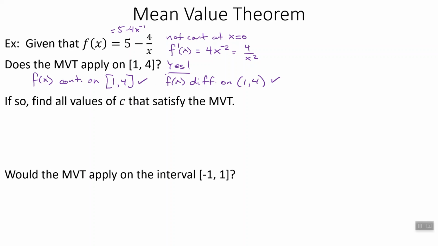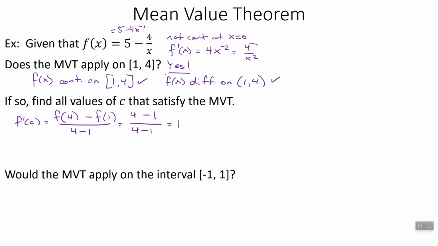So now we want to find all values of c that satisfy the mean value theorem. So now we want to say, okay, the derivative at some c will equal f of 4 minus f of 1 over 4 minus 1, the slope between the two endpoints. So f of 4, if we plug in 4 here, we get 5 minus 4 over 4. So 5 minus 1 is 4. If we plug in 1, we get 5 minus 4 over 1. So 5 minus 4 is 1, over 4 minus 1. Well, that's just going to be 1. So we want the derivative to equal 1.